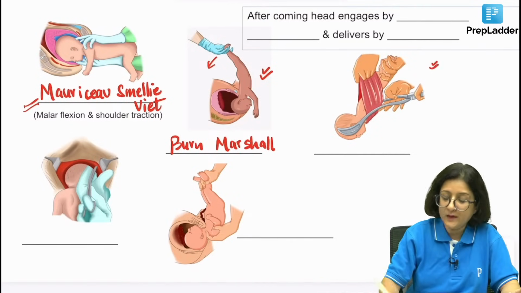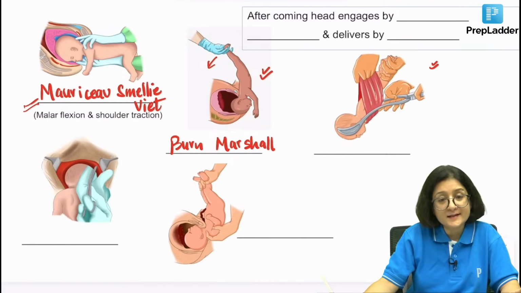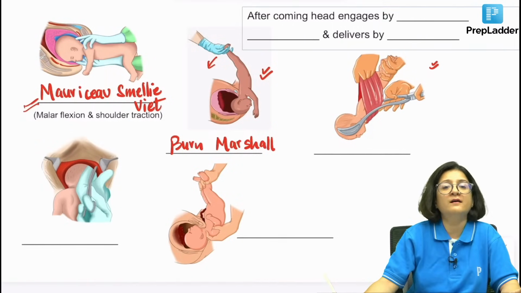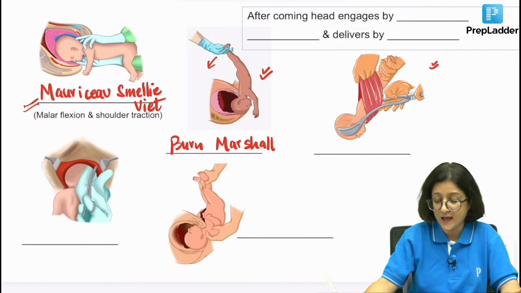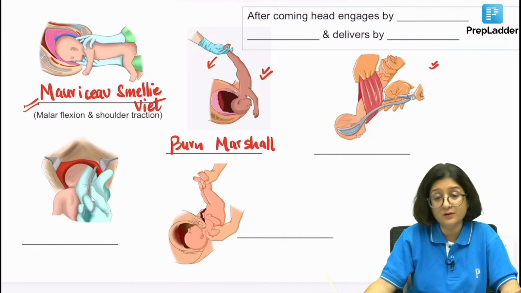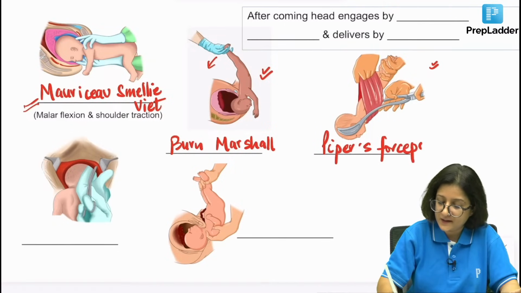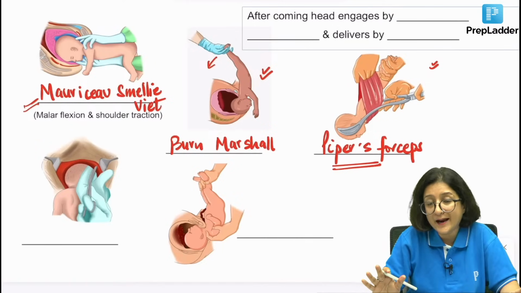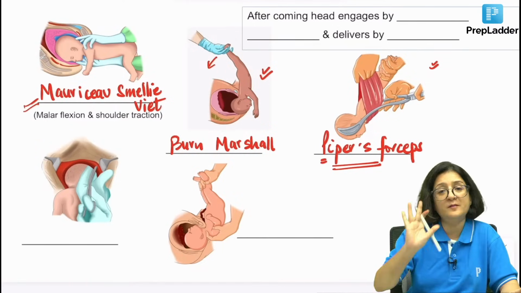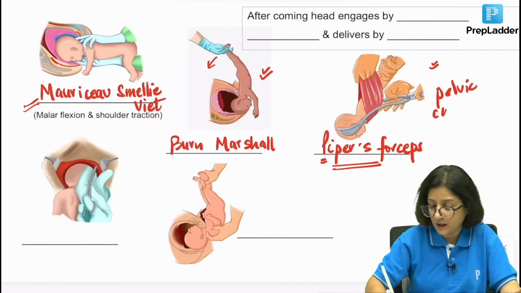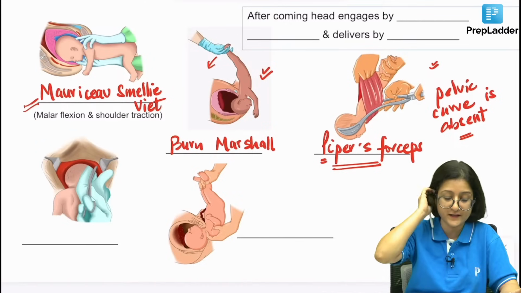And this one here on the right, these are specially designed forceps. Unfortunately, I believe you will not have seen aftercoming head of breech being delivered by forceps in your hospitals, because we don't generally have these forceps. But again, this is for your exams and theoretical questions. So these are Piper's forceps, specially designed for aftercoming head of breech. And remember P for Piper's, the pelvic curve in this forceps is absent.